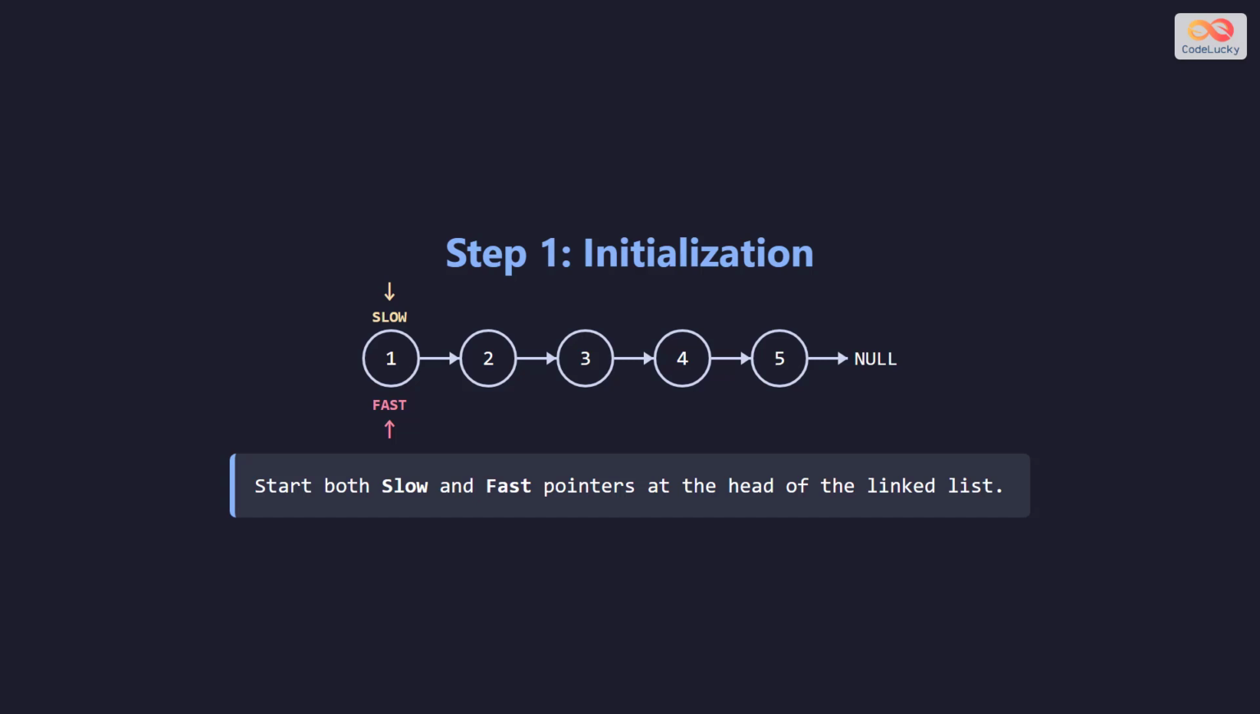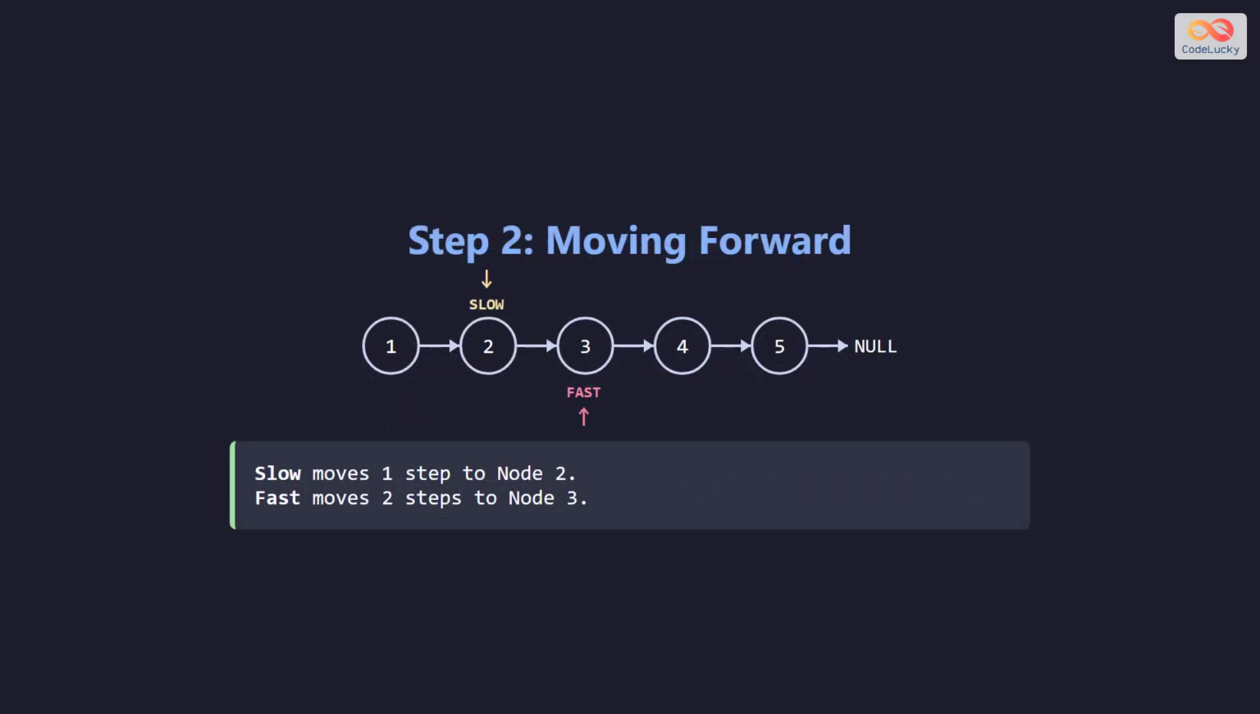Let's walk through an example. We start with a list of 5 nodes. Both our slow and fast pointers begin at the head of the list, pointing to node 1. In the first iteration, the slow pointer moves 1 step to node 2. The fast pointer moves 2 steps, landing on node 3. They are already separating.